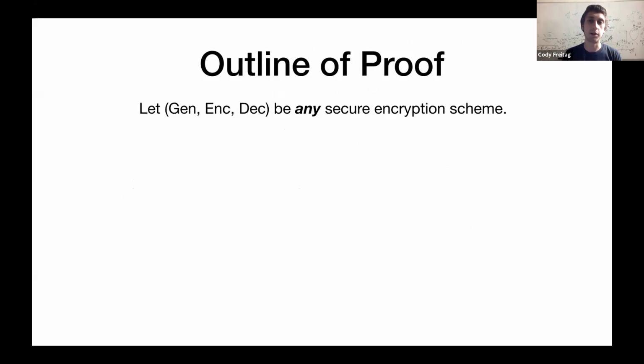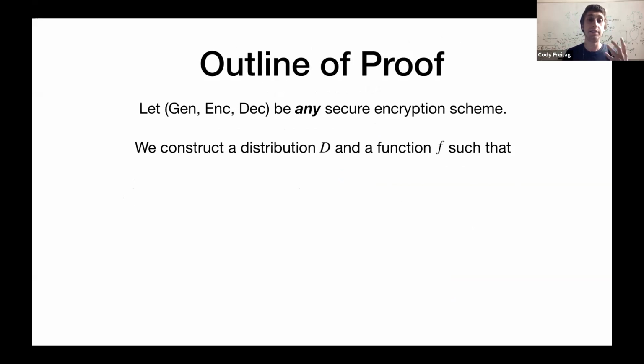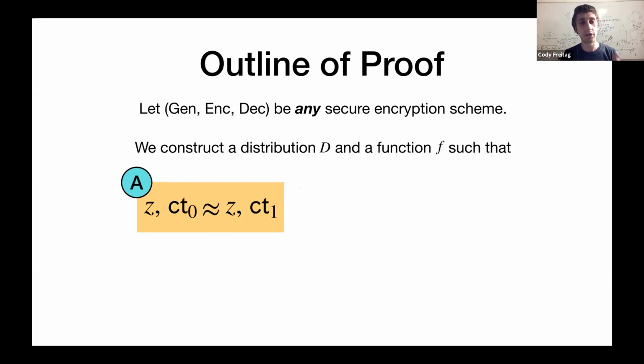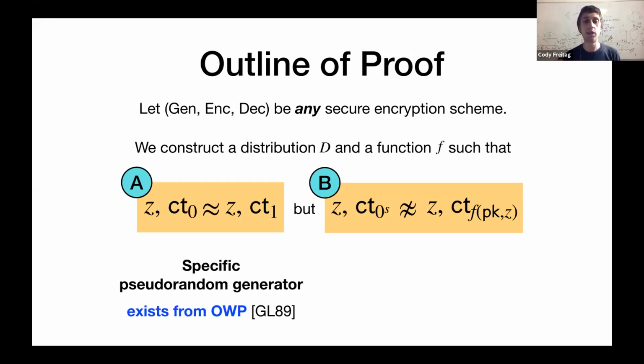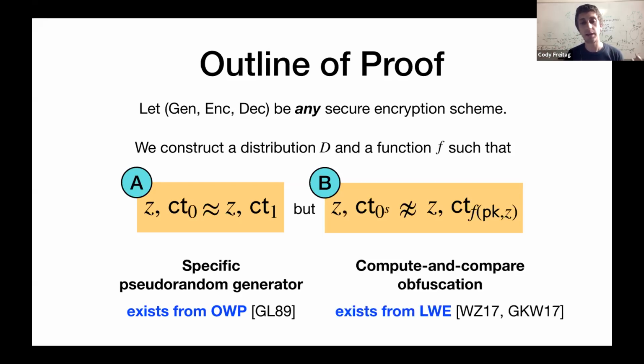And just to give a really quick outline of what our proof looks like, we start with any secure encryption scheme. Given this encryption scheme, we construct a distribution D and a function F such that semantic security holds in the presence of this public auxiliary input, yet we can distinguish ciphertexts of zeros from a ciphertext of this function F on the public key and auxiliary input. We use two ingredients: a specific pseudorandom generator, which exists from one-way permutations, and a special form of obfuscation for a compute and compare functionality that exists from the learning with errors assumption.